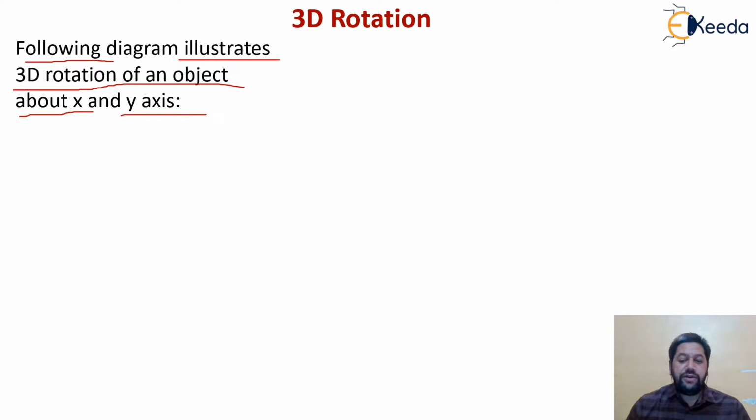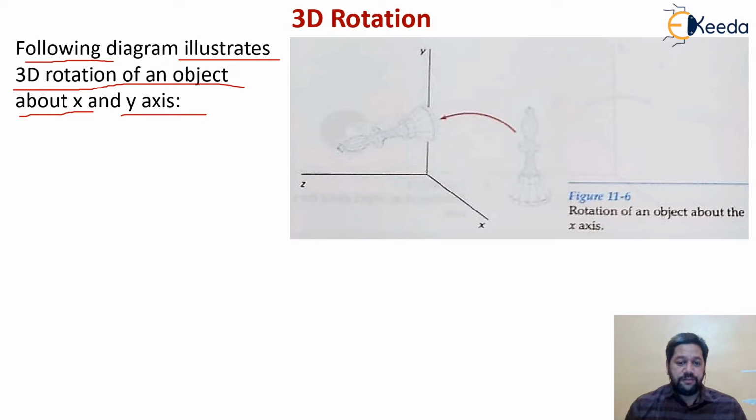Okay, similarly in the next slide we can see about the z axis also. Now whatever I am showing here is just for your understanding purpose, to understand how the object was rotated, how it will look, how it is visualized. So that's why I am just showing you these diagrams. Now you can find it here.